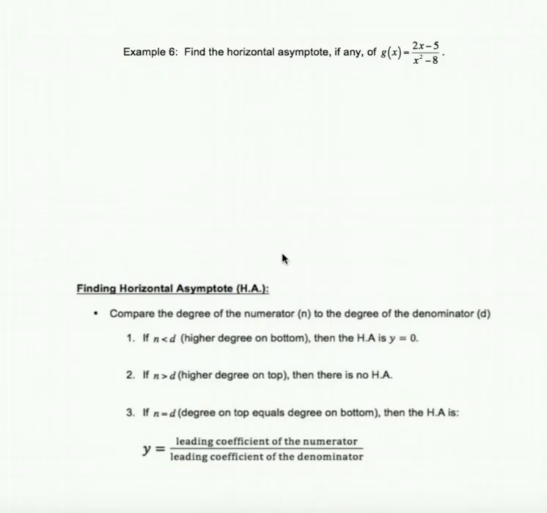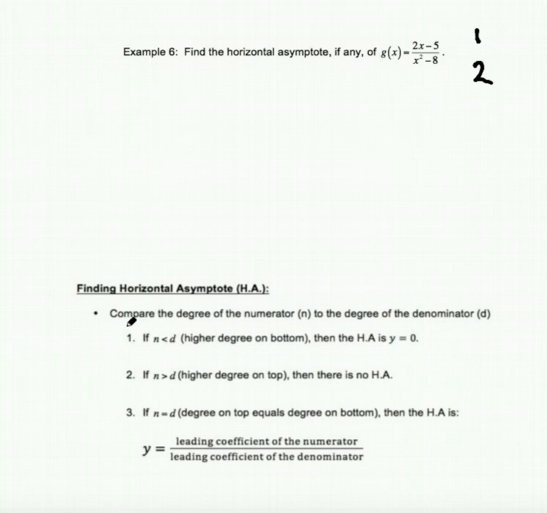In example 6, we're now going to move on to finding the horizontal asymptote of a rational function. So our function is g of x equals 2x minus 5 divided by x squared minus 8. Again, I have the reminders down here. When we're talking about finding the horizontal asymptotes, we need to compare the degree of the numerator to the degree of the denominator. So the numerator is the top. What is the degree of the top? Well, the highest power of x is 1. What is the degree of the denominator? Well, that is 2. So clearly we see that the degree is higher in the denominator. It's higher in the bottom.